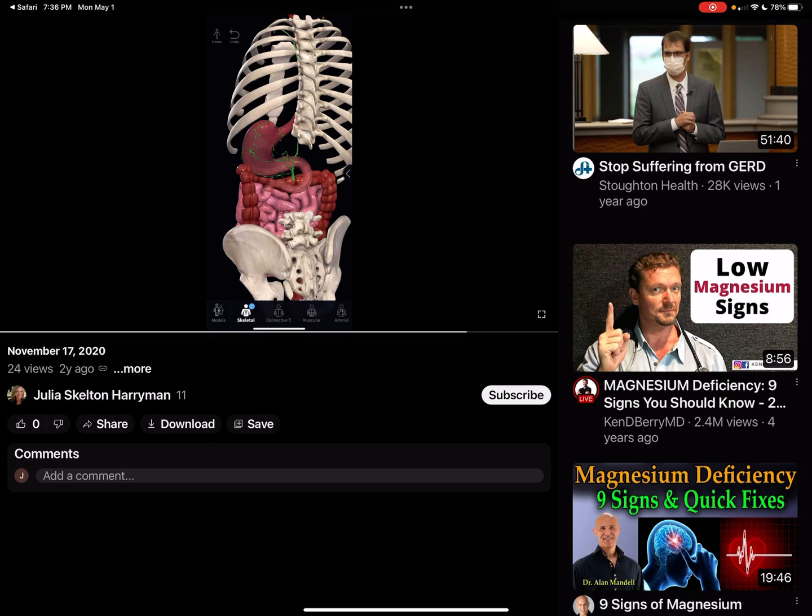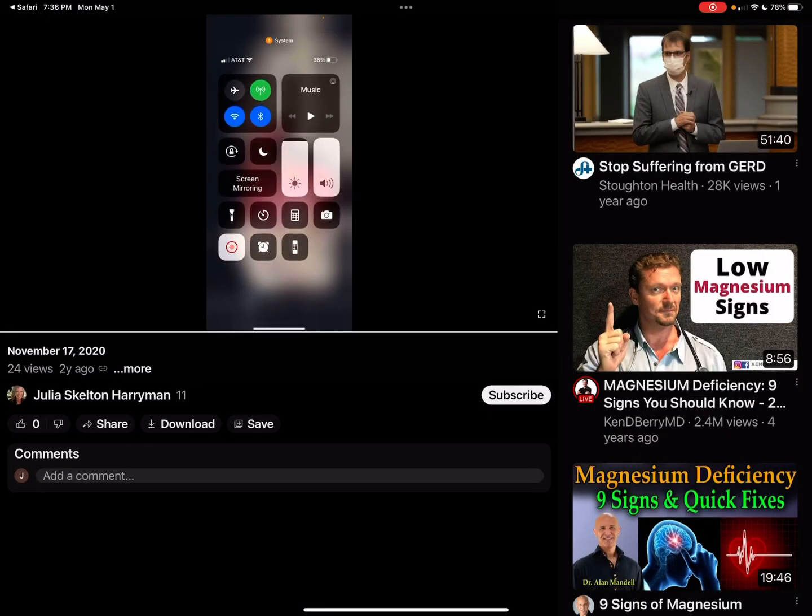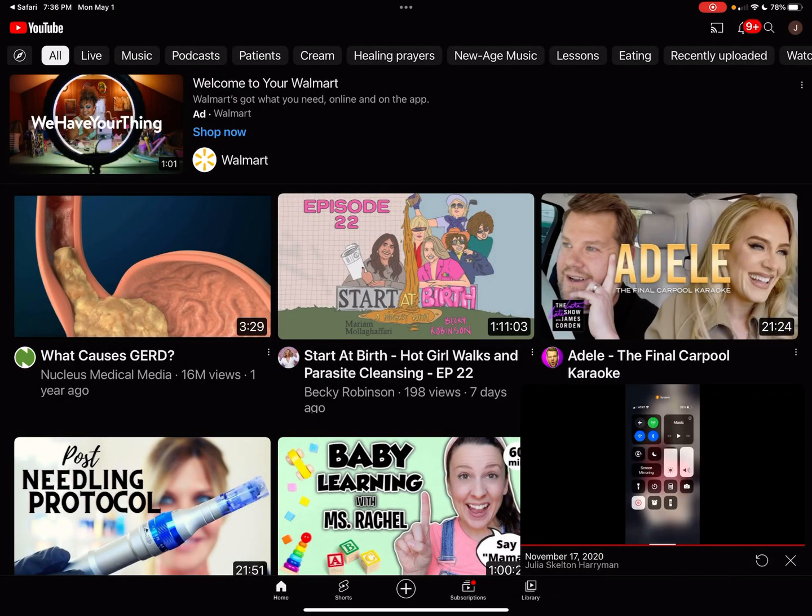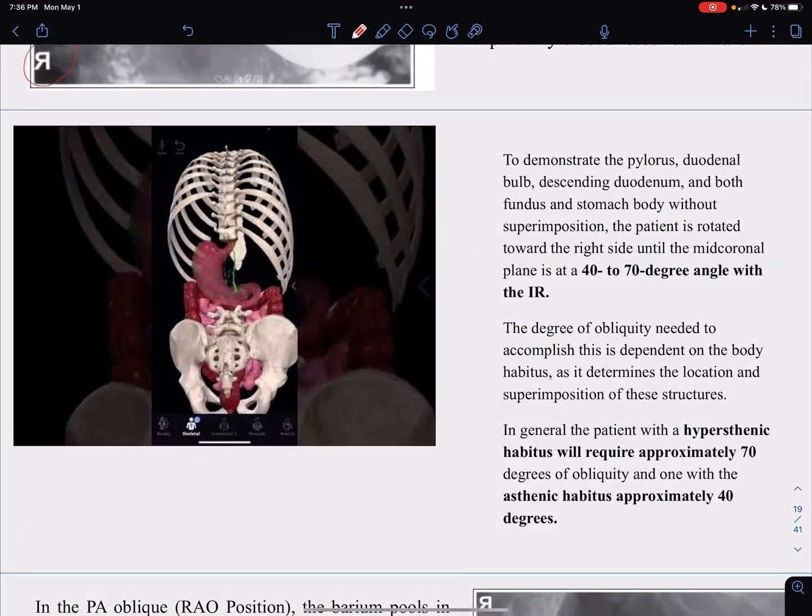So this is going to demonstrate the pylorus, the duodenal bulb, the descending duodenum, which you can see right here as well, and the fundus and the stomach body without any kind of superimposition. Okay, so hopefully that makes a little sense. Let me get back over here.